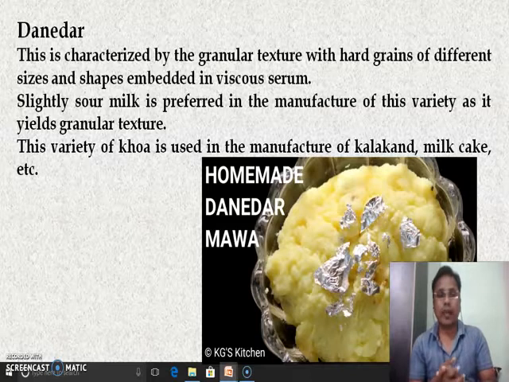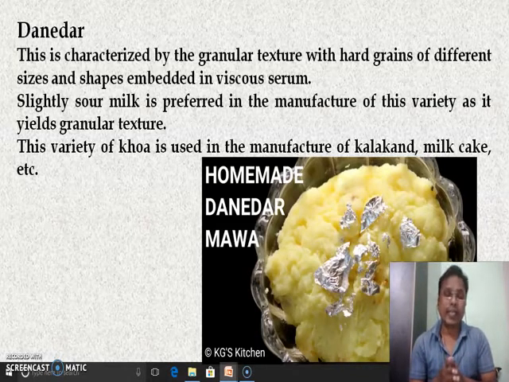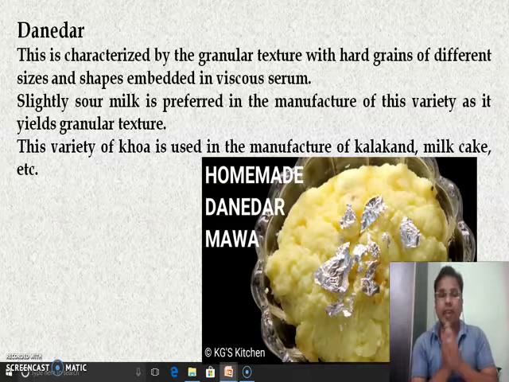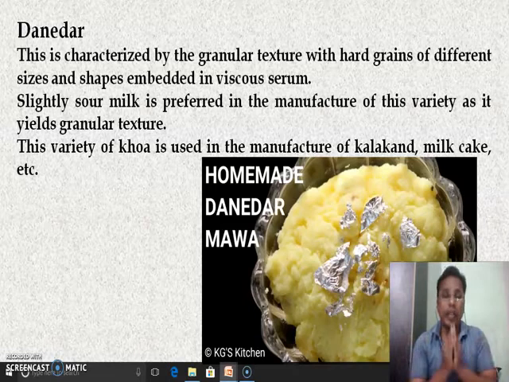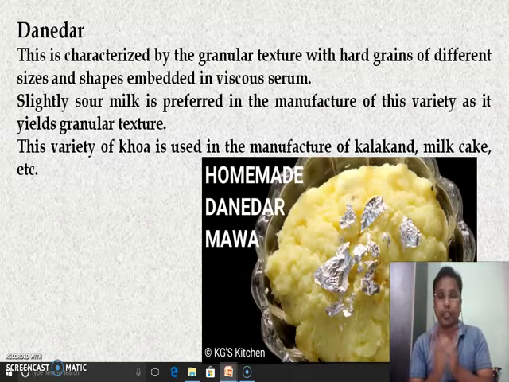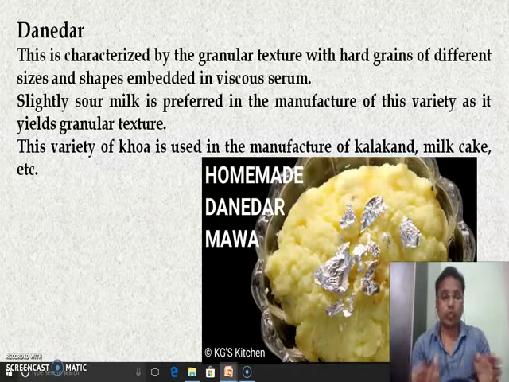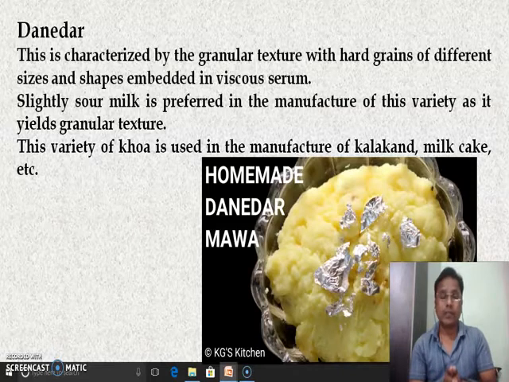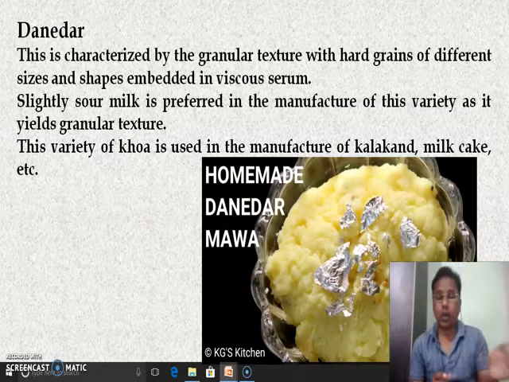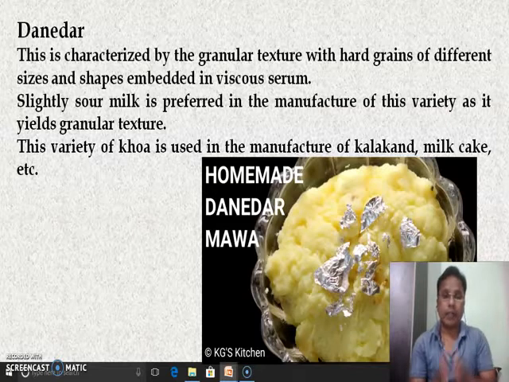This variety of Khoa is used in the manufacture of kalakand, milk cake, etc. As the name itself indicates, Danida means it is having the granular texture, and it is used for the preparation of kalakand and milk cake. So these are the three different types of Khoa, that is the Dhap, Pindi and Danida, all having different characteristics.